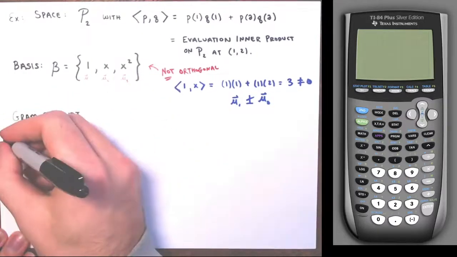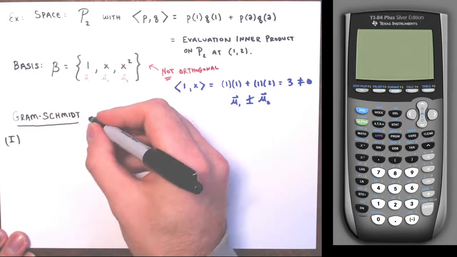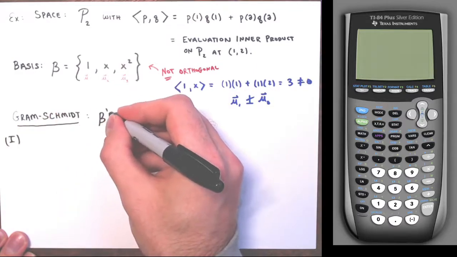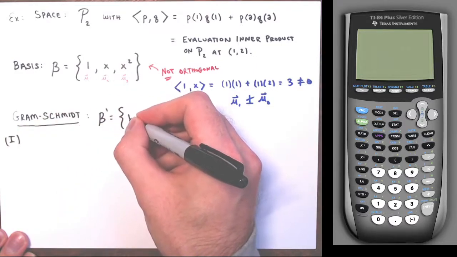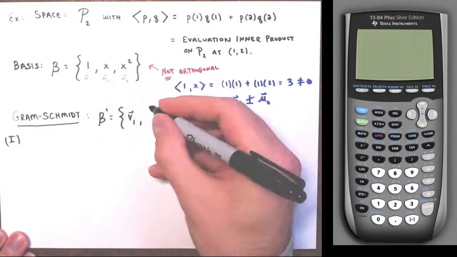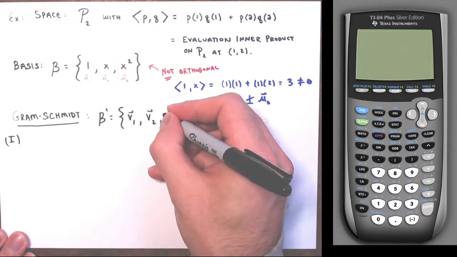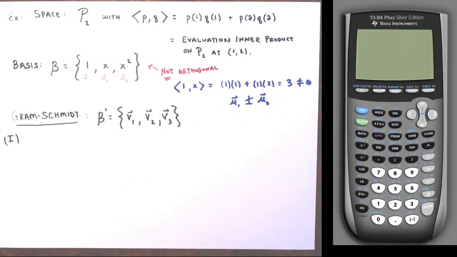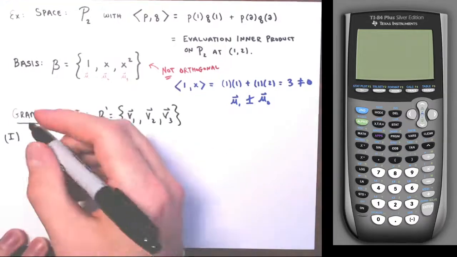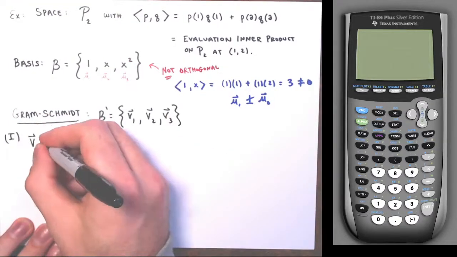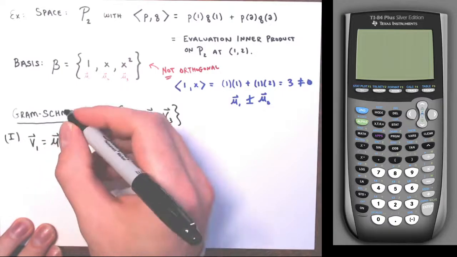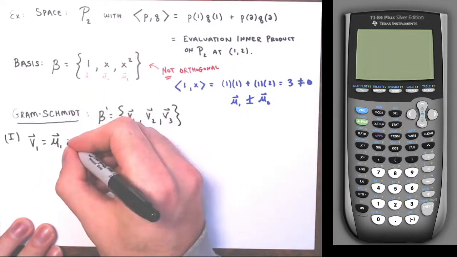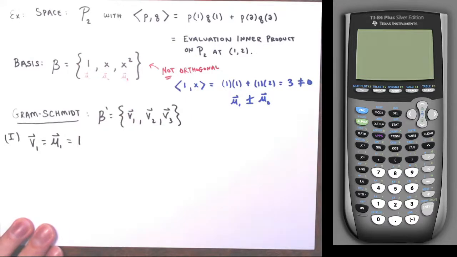Alright, so first, again, I'm trying to find an orthogonal basis, which I'll again call B prime, with three vectors. It's P2, and every basis should have 3 vectors for P2. It's dimension 3. So I'm trying to find this orthogonal basis with vectors v1, v2, and v3. And the first one, v1, is simply the first vector in my original basis, u1, so just the polynomial 1. So v1 is the polynomial 1.